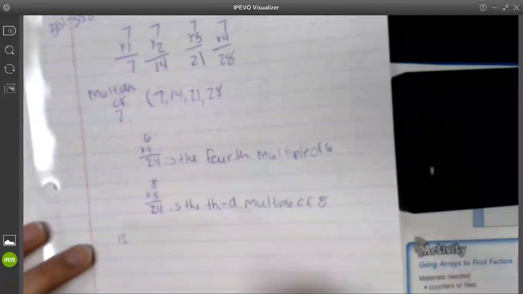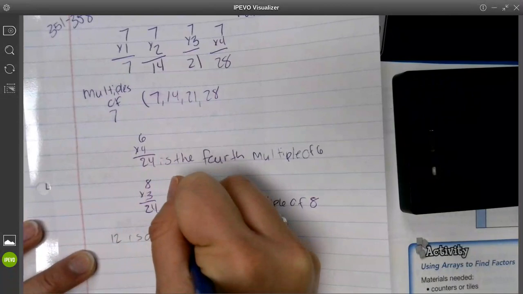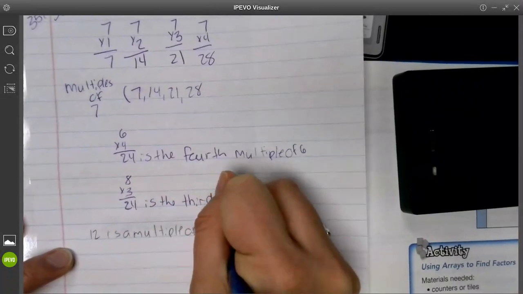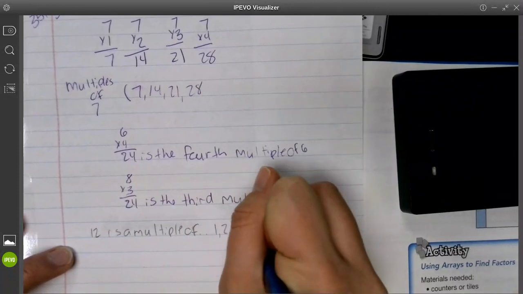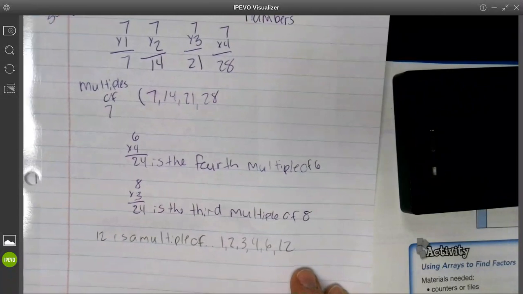Okay, so 12 is a multiple. So we would write 12 is a multiple of, and then you would list it: 1, 2, 3, 4, 6, and 12. So all of those are multiples of 12.